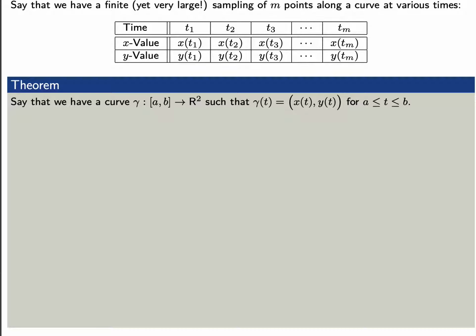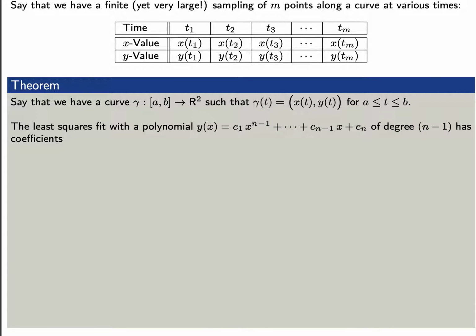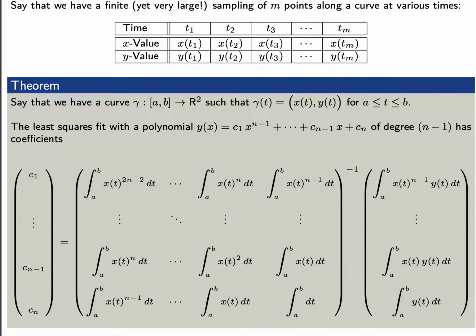So more generally, say that we have a curve gamma where we have this collection of points x of t and y of t. Say that we'd like to fit a polynomial of degree n minus 1 that goes through these m points. Since m is considered to be very large, we can really express everything in terms of integrals.